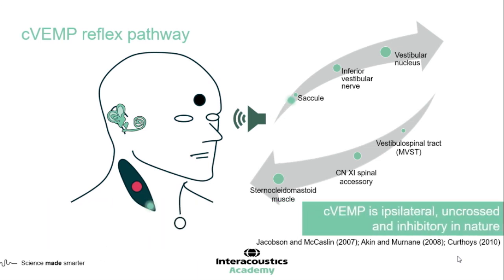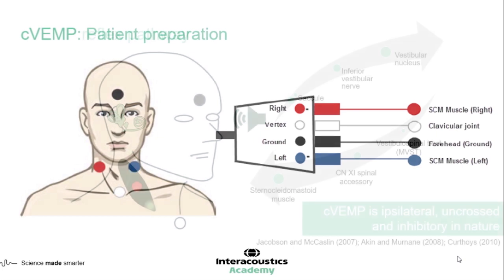This is what we call an inhibitory response. So when we actually present the stimuli, the muscle has to be tonically contracted. And again, we'll speak a bit more about this later. And so the muscle then relaxes and reactivates following the stimulation. And it's that we're recording in the VEMP measurement.